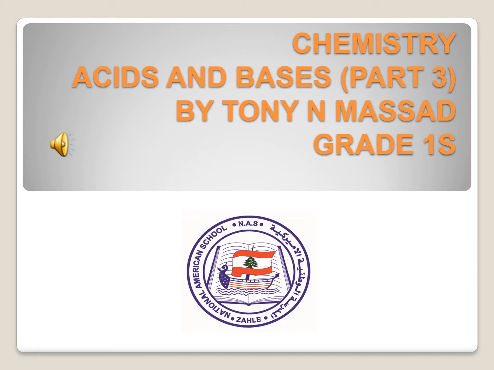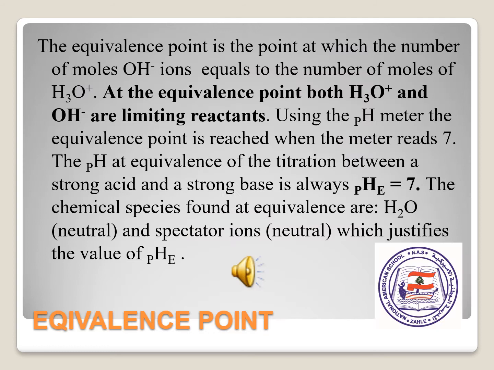We will be discussing acids and bases, part 3. Let's start with the equivalence point. The equivalence point is the point at which the number of moles of OH⁻ ions, which represent the strong base, equals the number of moles of H3O⁺ ions, which represent the strong acid. At the equivalence point, both the H3O⁺ and the OH⁻ ions are limiting reactants.